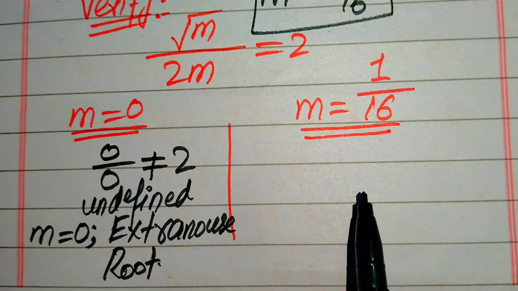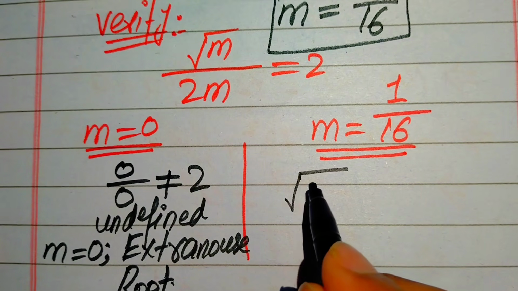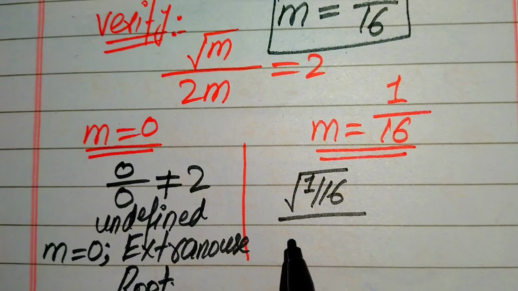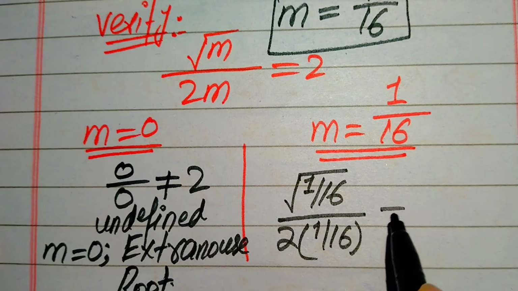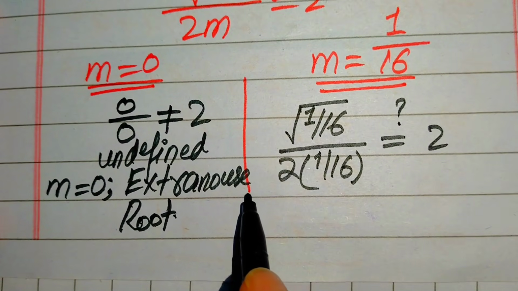and the second value of m is 1 over 16. So we substitute 1 over 16 into the left hand side, and it becomes square root of 1 divided by 16, divided by 2 times 1 divided by 16, is equal to 2 or not. This is our claim.